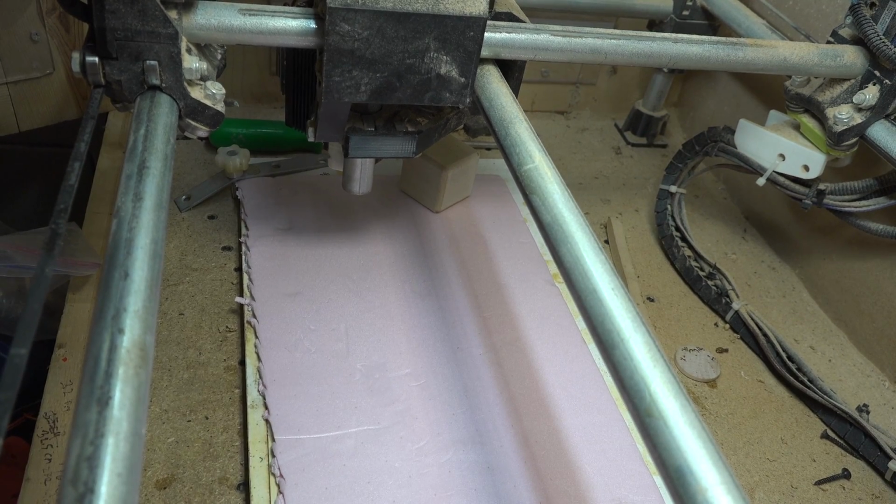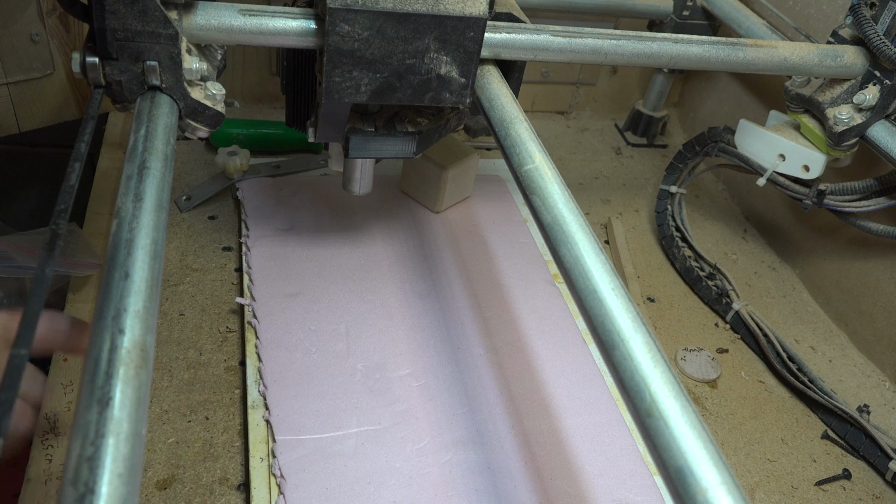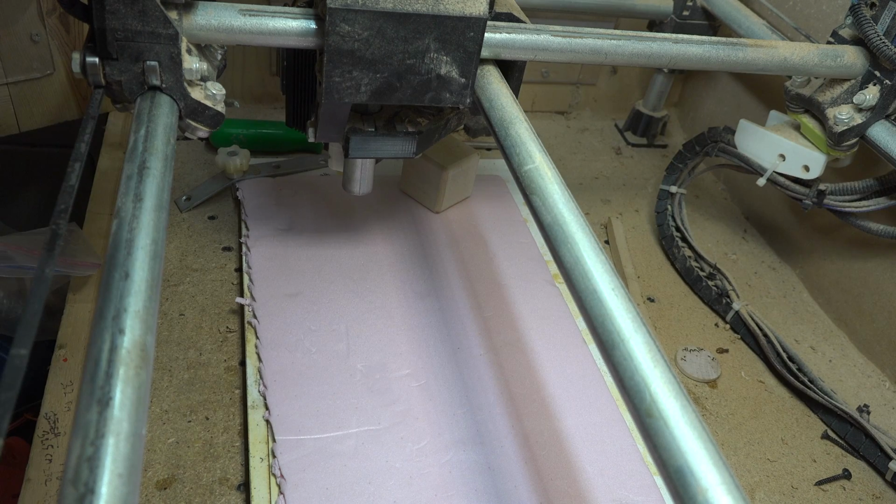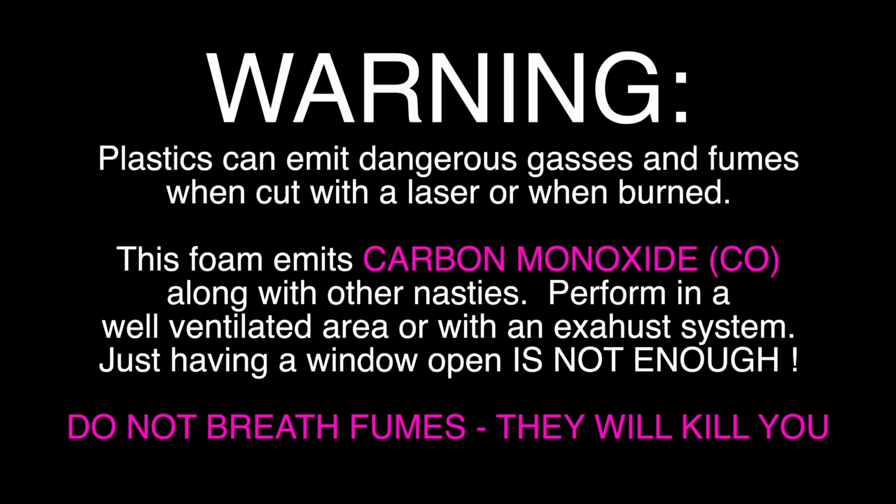Hey, it's some old guy coding again today, and one of my viewers and subscribers asked if the 3-watt laser could cut this pink foam. It's a pink insulation Fanfold, and this one's from Menards. Apparently there's some blue stuff at Lowe's, I think he said, but I didn't get that. I just bought more than I needed of this, but let's try it on the pink real quick here.